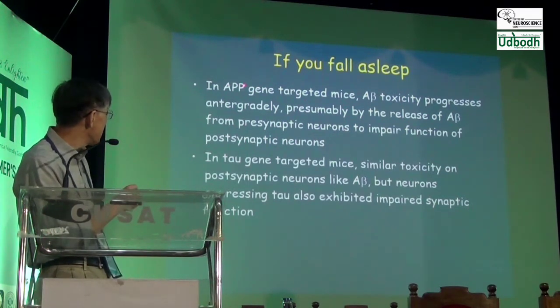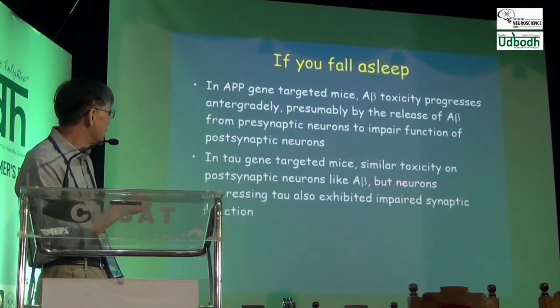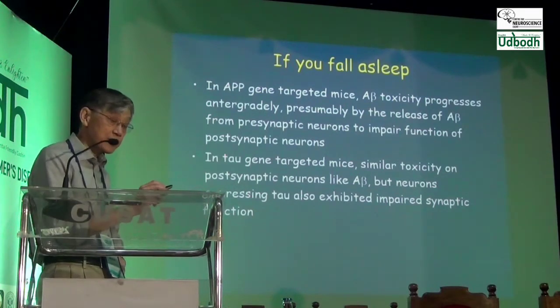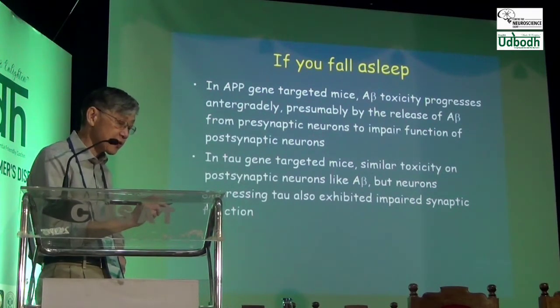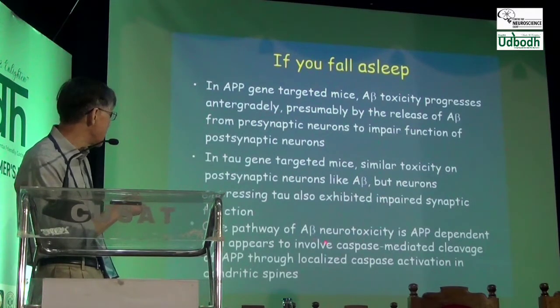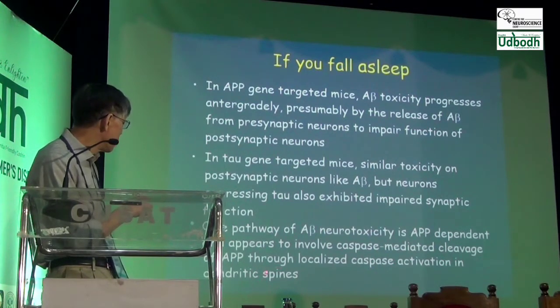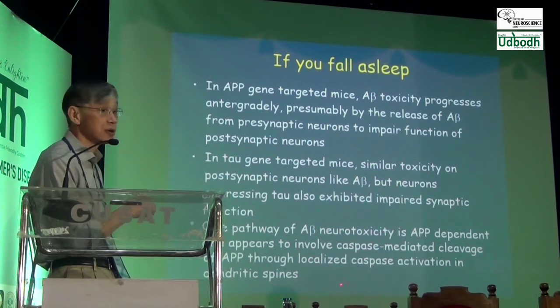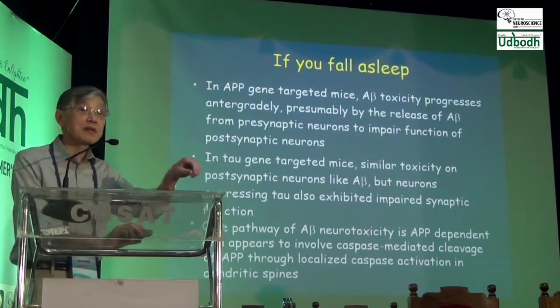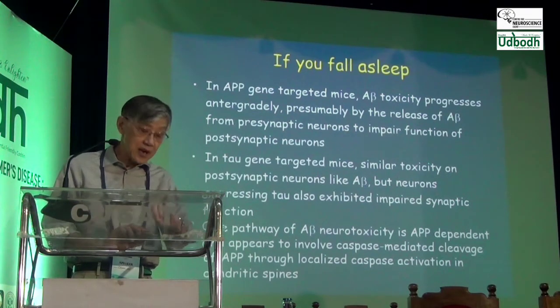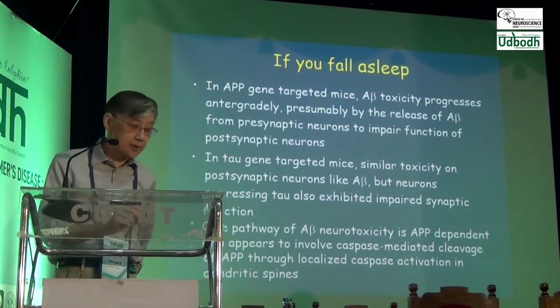Second is that in tau gene-targeted mice, instead of APP, there is a similar toxicity on postsynaptic neurons like A-beta, but neurons expressing tau also exhibit impaired synaptic function. So tau toxicity seems to be more severe than A-beta toxicity. And finally, one pathway of A-beta toxicity that we've been studying in the lab for more than 10 years is APP dependent and appears to involve caspase-mediated cleavage of APP through localized caspase activation. A long sentence, but basically we believe that there's localized damage to dendrites, and that's responsible for causing the synapses to go away without killing the neurons themselves.